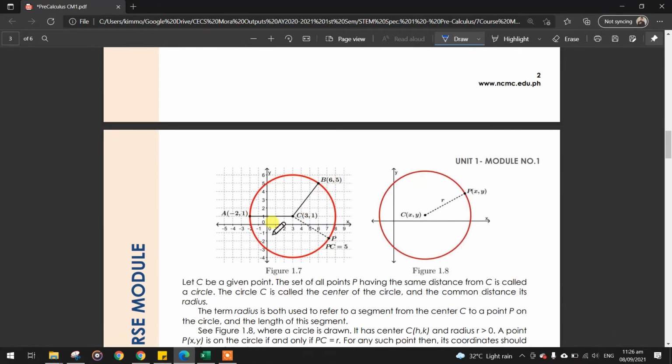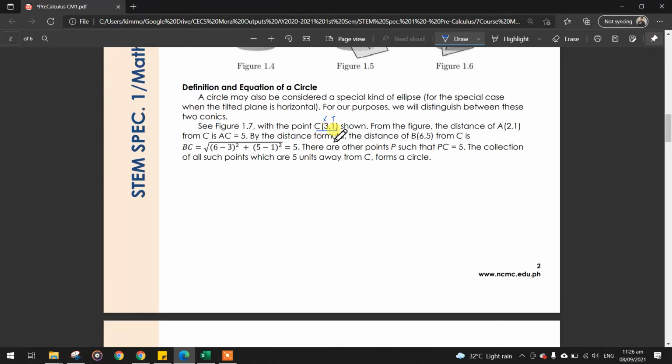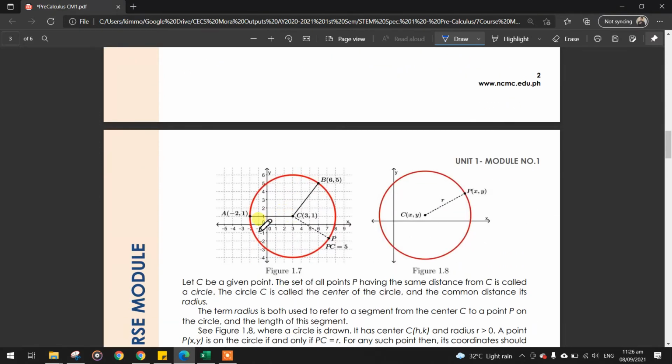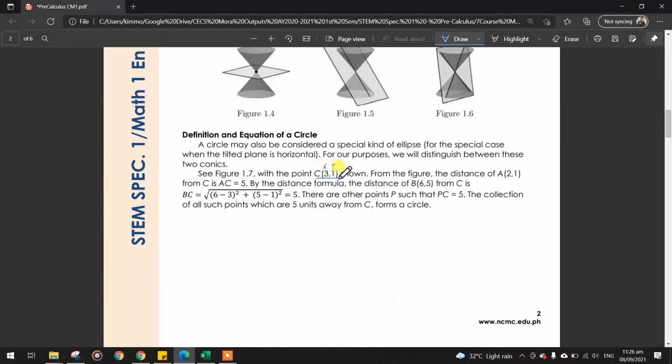So, from your origin, imong origin is (0, 0). So, meaning 0 si x, 0 si y. So, this is our origin. So, si C daw, malocate siya sa x equals 3. So, we count sa x-axis, going to positive side, going to our right. So, this is 1, 2, 3. So, this is x equals 3. And y is equal to 1.